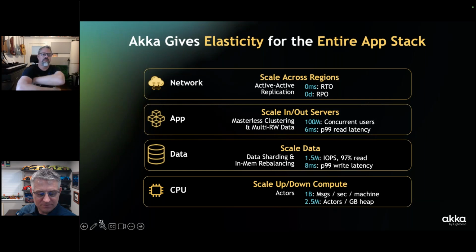I mean, you can see some of the actual stats we have for running Akka, that we can easily get to like 1.5 million IOPS for a single service with 97% reads, and with 8 millisecond P99 write latency. So that's usually more than most people would need for a single service. And we've been running clusters that serve more than 100 million concurrent users with 6 millisecond read latency.